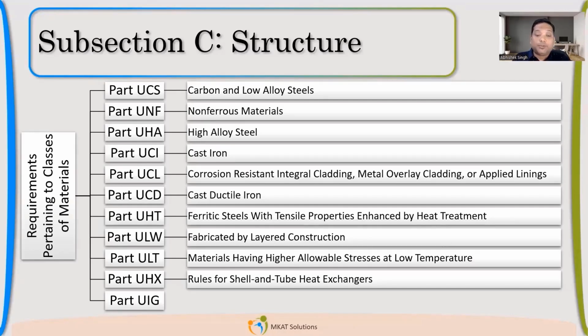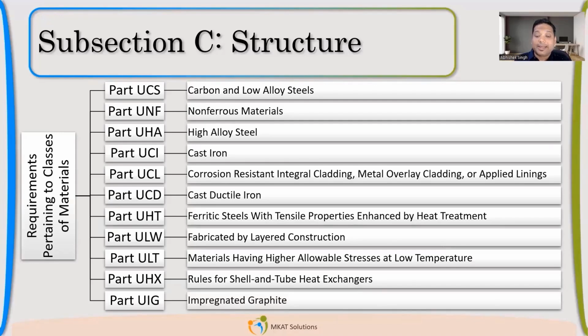Okay, you all familiar with UHX if I have a shell and tube heat exchanger as a pressure vessel, because that is also a pressure vessel, right? So we can design that as per section 8 division 1, but there are some additional rules applicable to that. Okay, great. Then impregnated graphite, that is also a very different kind of material. It's a proprietary material. Okay, so not everybody can produce. It's very difficult to get and very specific uses for this. So now this has also become part of ASME section 8 division 1.